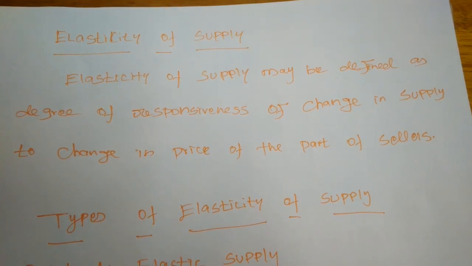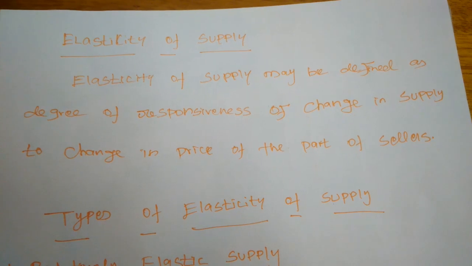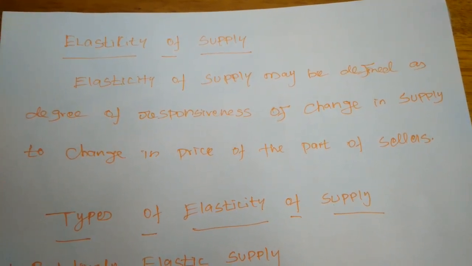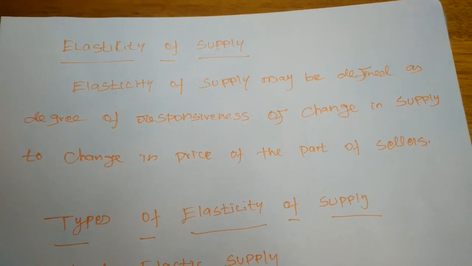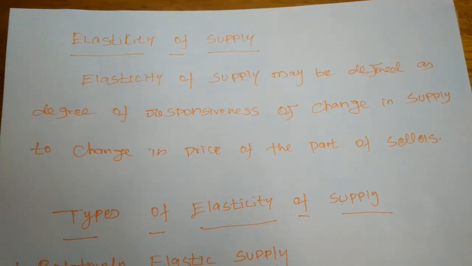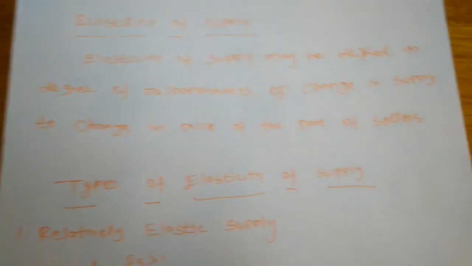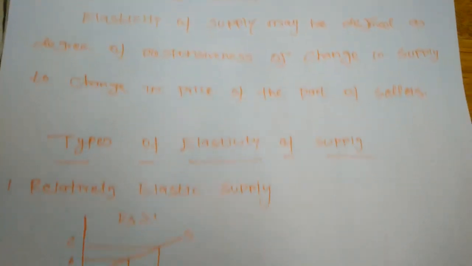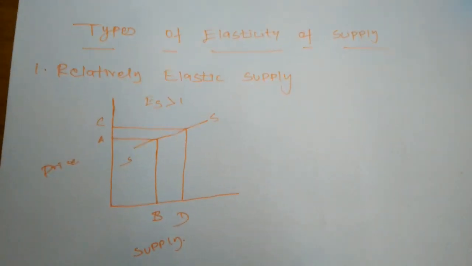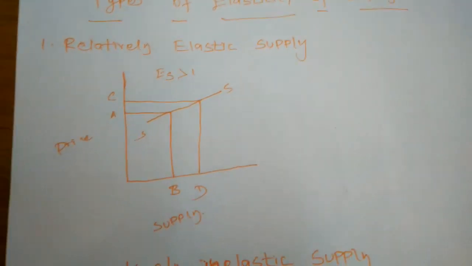When the price changes, the supply of commodities also changes. But in which ratio the supply will change on the basis of the change in price of that commodity is explained by the elasticity of supply. In elasticity of supply, there are 5 types. First one is relatively elastic supply.